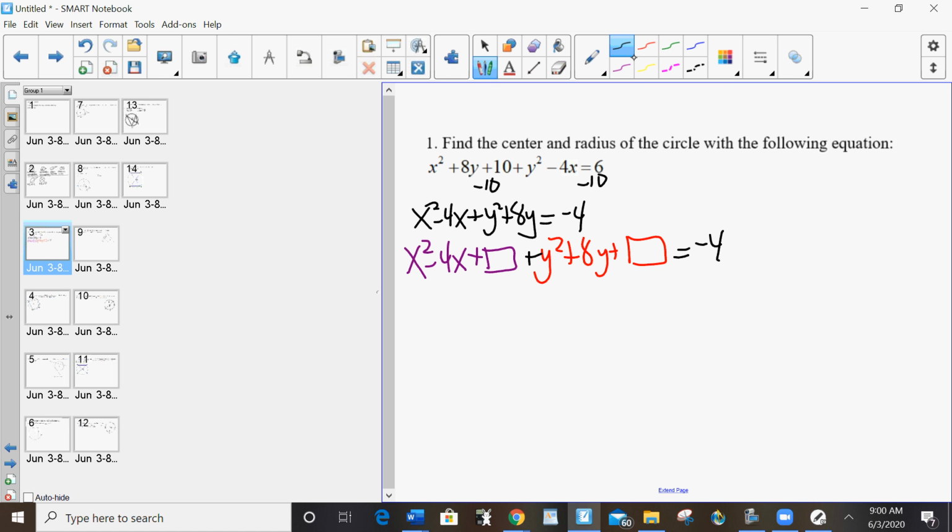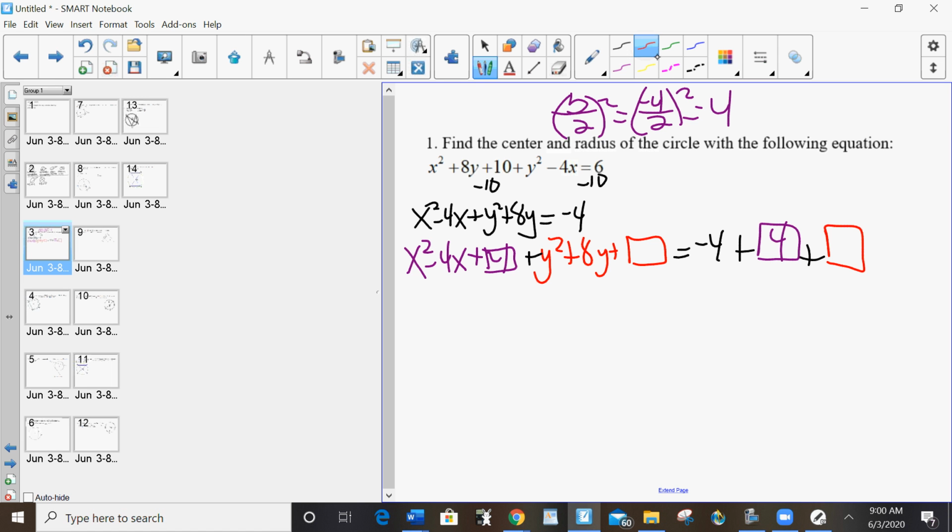I like to use colors to more clearly see what's going on here. So for the x's, well, for both of them, I'm going to do b over 2 squared. For the x's, that's negative 4 over 2 squared, which is 4. And for the y's, I've got 8 over 2 squared, which is 4 squared, which is 16.